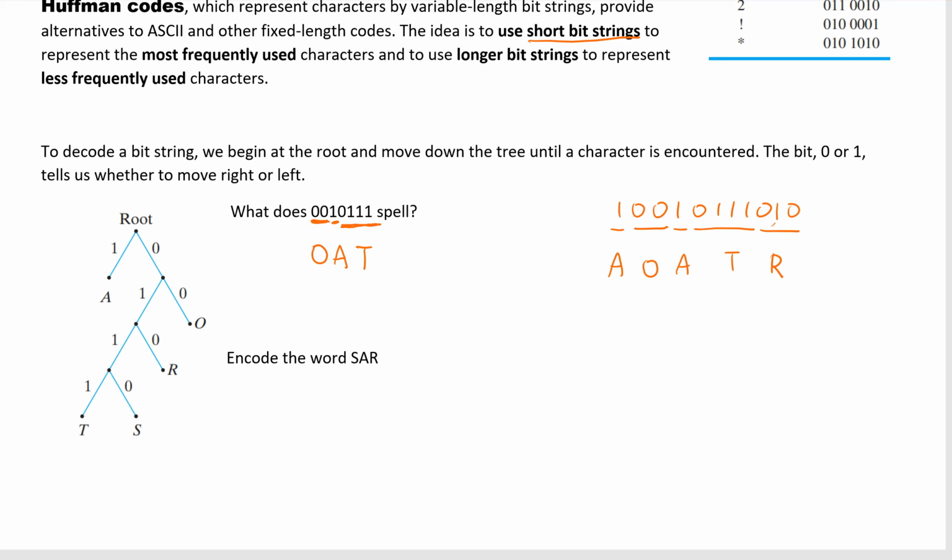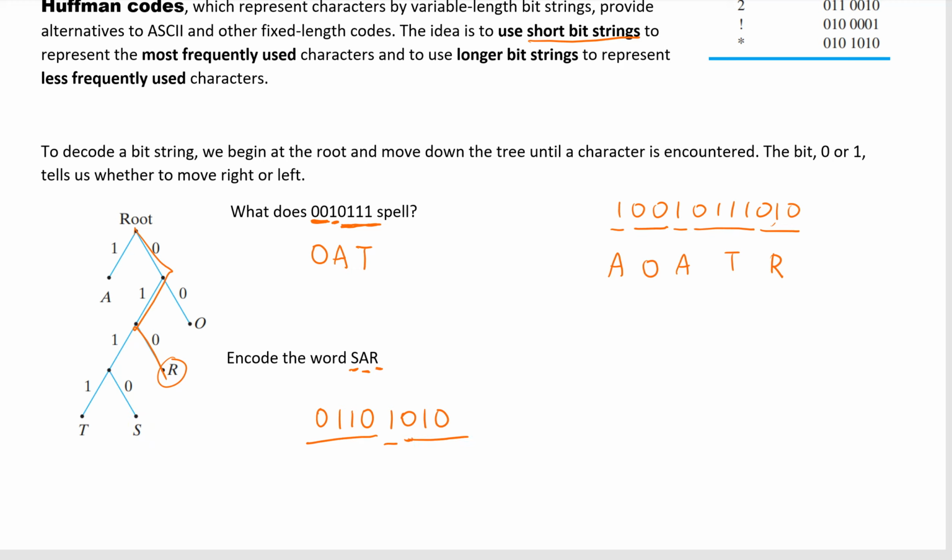Okay, next, encode the word SAR. So S is right here. So S is 0, 1, 1, 0. A is 1. R is here, 0, 1, 0. So far, so good, everybody?